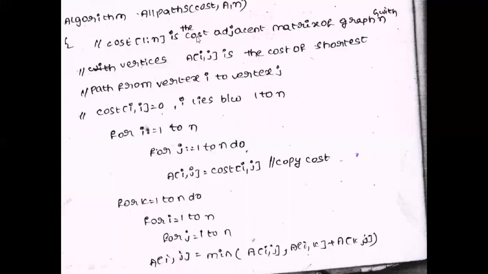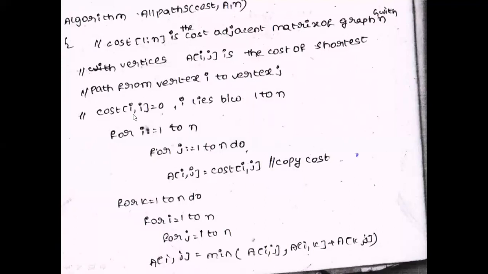Today we are discussing the algorithm for all pair shortest path. First, any graph is represented by a cost adjacency matrix with n vertices. A of i comma j is the cost of the shortest path from i to j. The graph is represented by an array A of i comma j, which represents the shortest path from i to j.